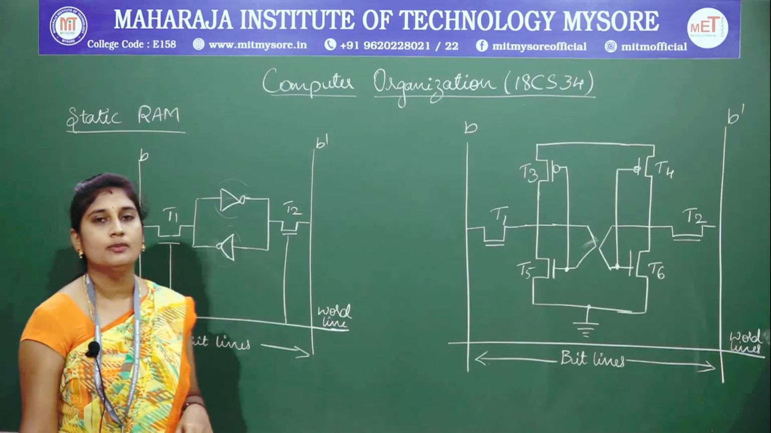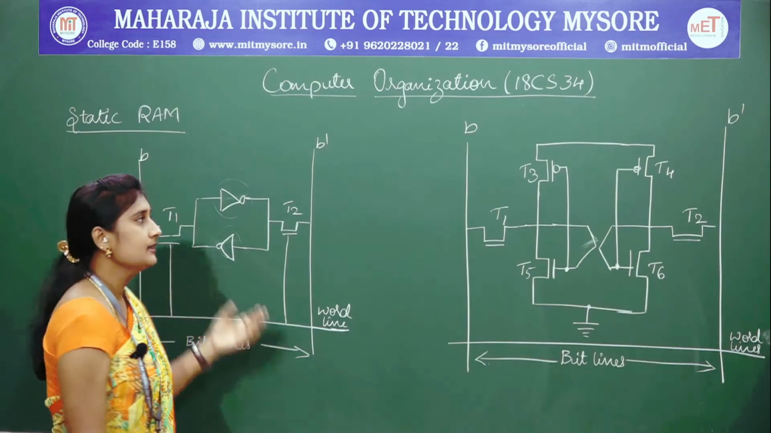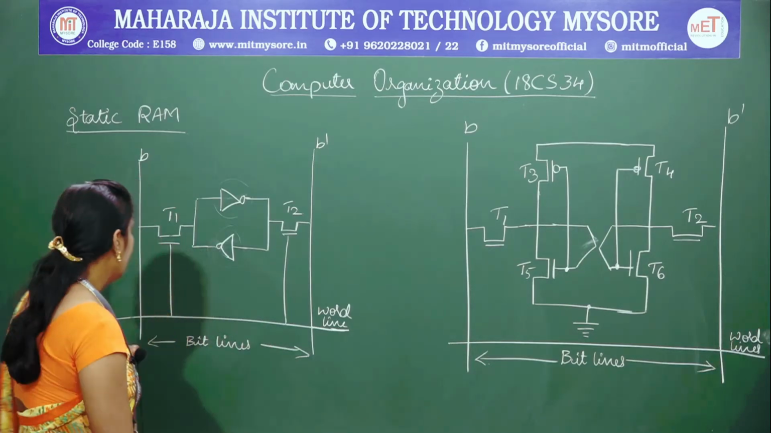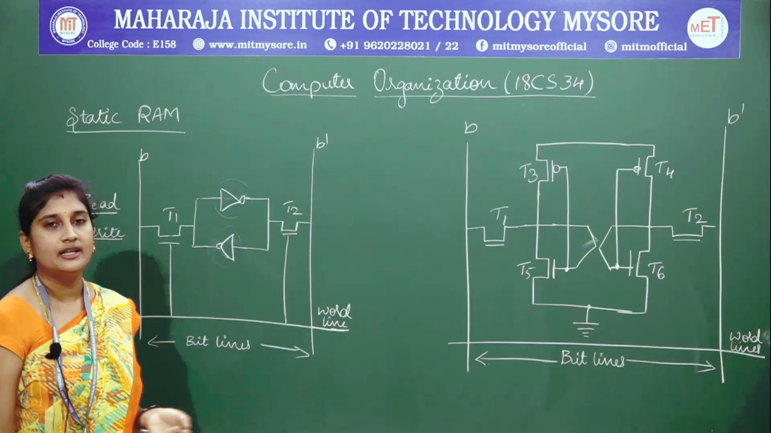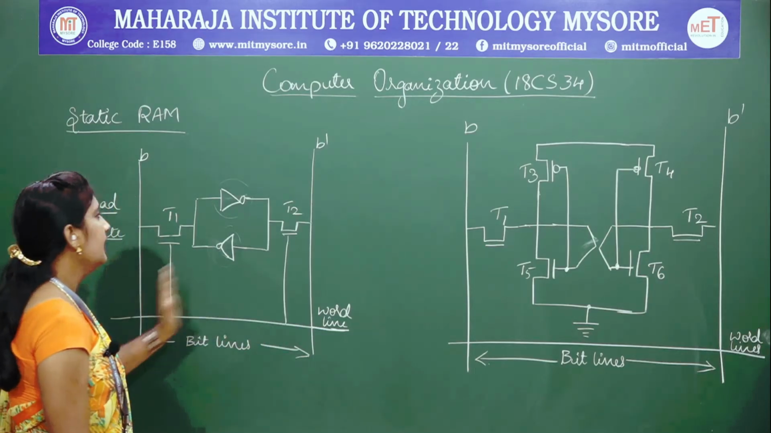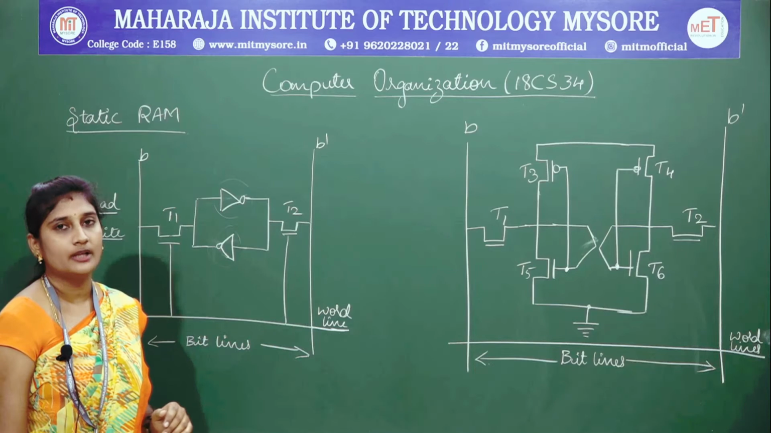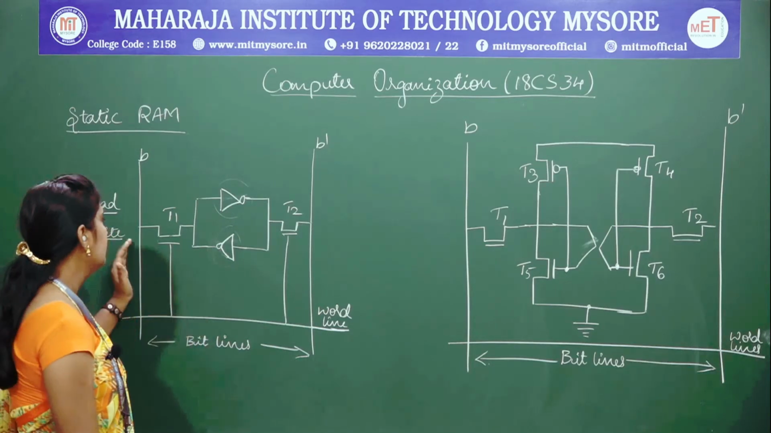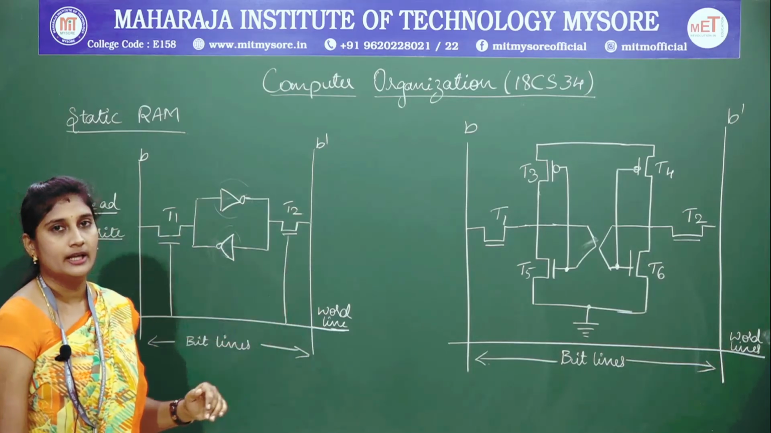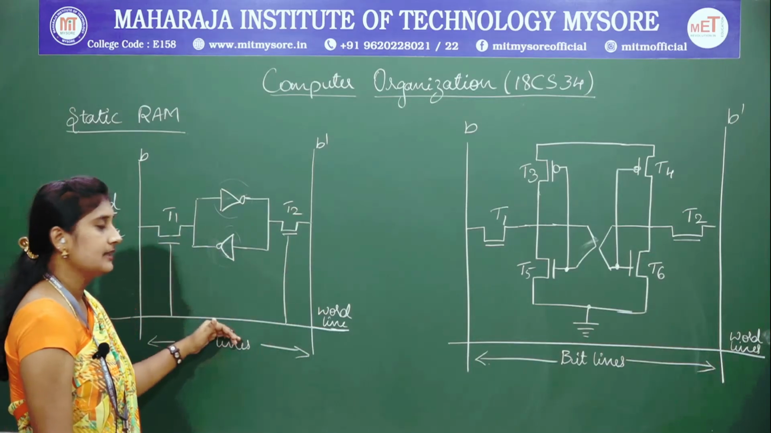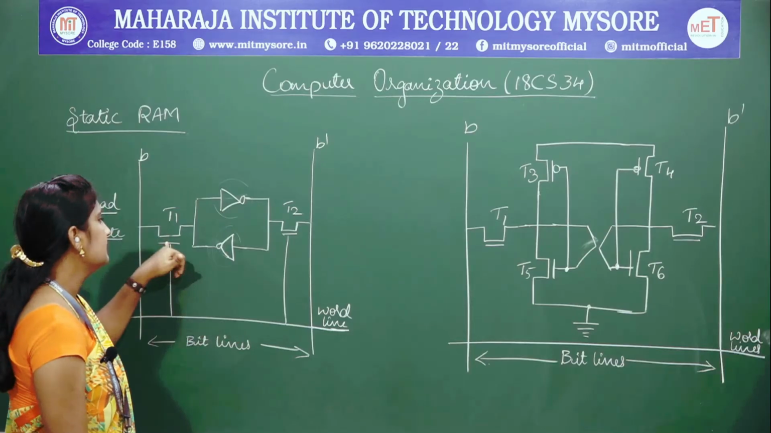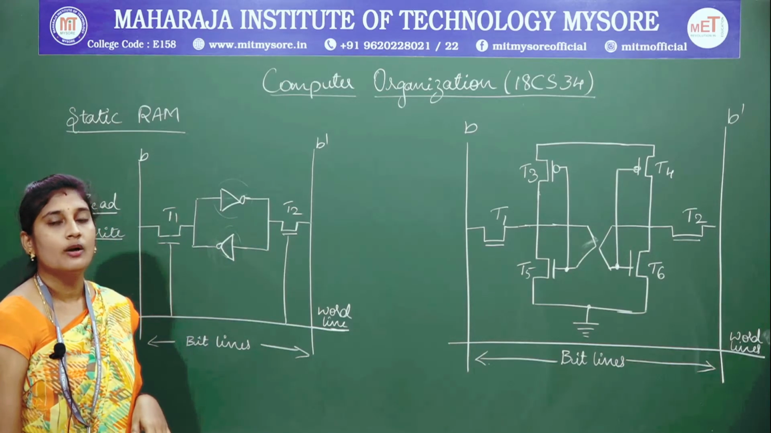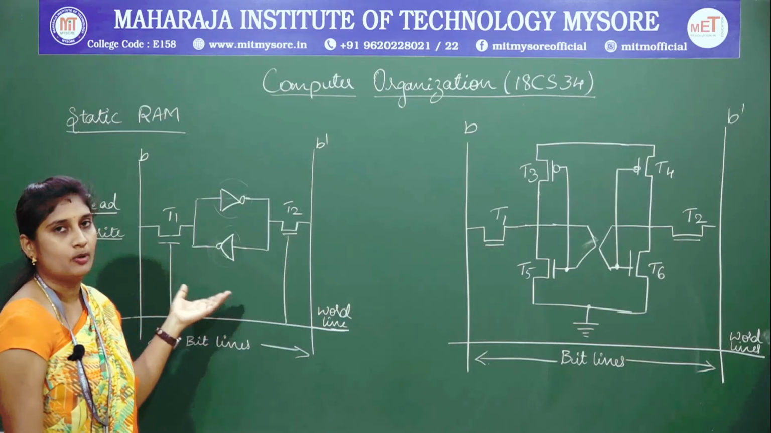when you need to perform the write operation, the state of the cell is set by sending the appropriate value onto the bit lines B and B dash. The value which you want to write onto the cell will be set onto the lines B and B dash. Based on that, the word lines get activated and the transistors will get closed, and whatever contents you need, they will be set to the output appropriately.